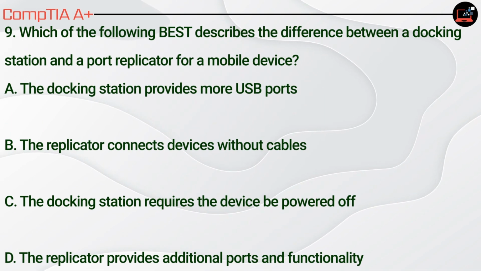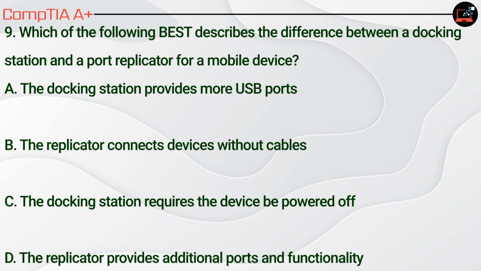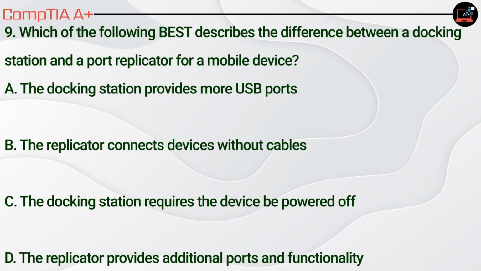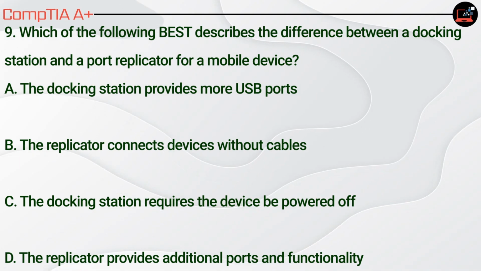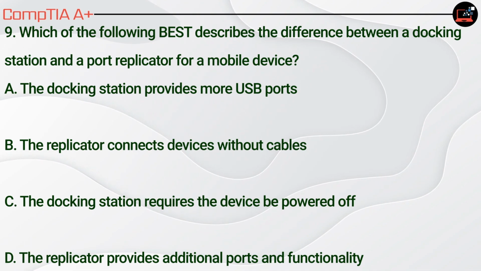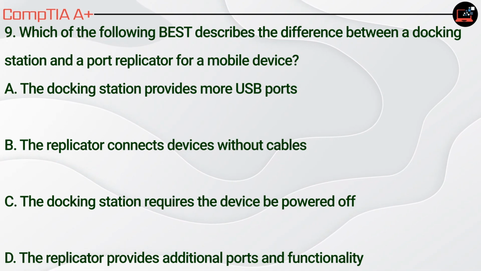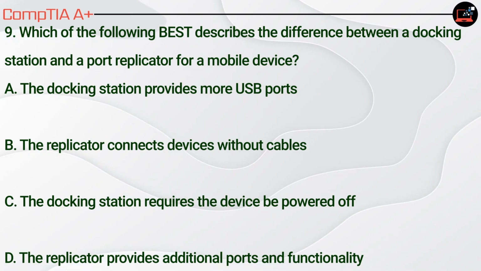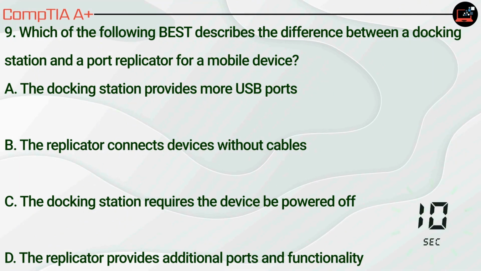9. Which of the following best describes the difference between a docking station and a port replicator for a mobile device? A, the docking station provides more USB ports. B, the replicator connects devices without cables. C, the docking station requires the device be powered off. D, the replicator provides additional ports and functionality.